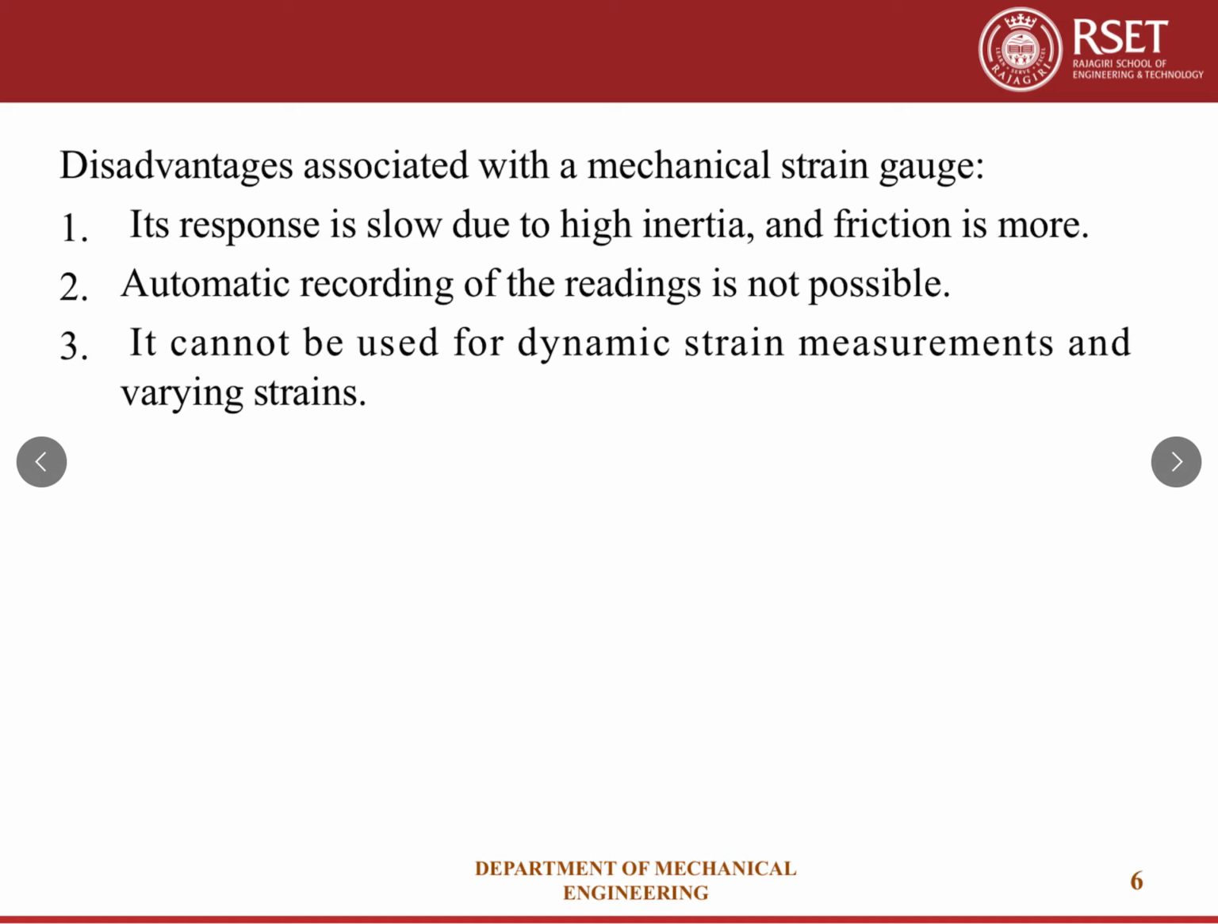So some disadvantages of the mechanical strain gauge: response is slow as it is a mechanical system. It possesses inertia and friction. Automatic recording of reading is not possible for the system. Another disadvantage: it cannot be used for dynamic strain measurement and varying strain. So it's used for only static strain measurement. When the strain is varying with time, this cannot be used.